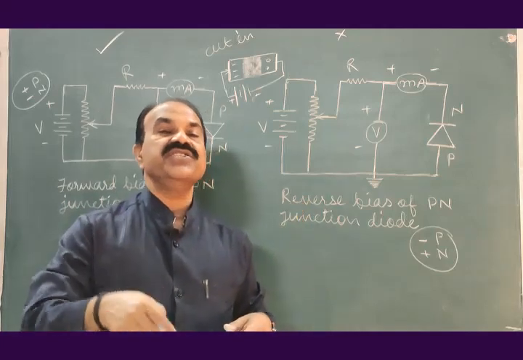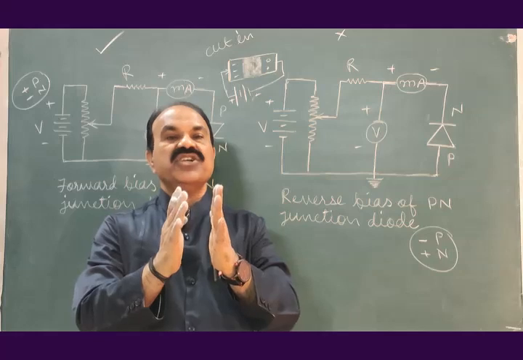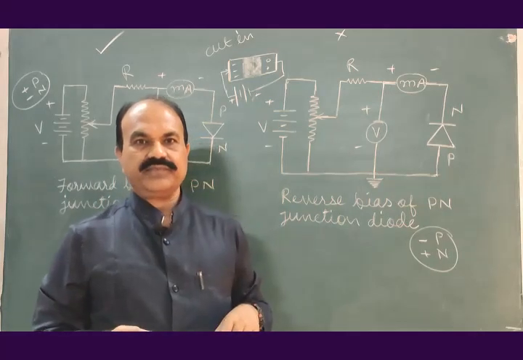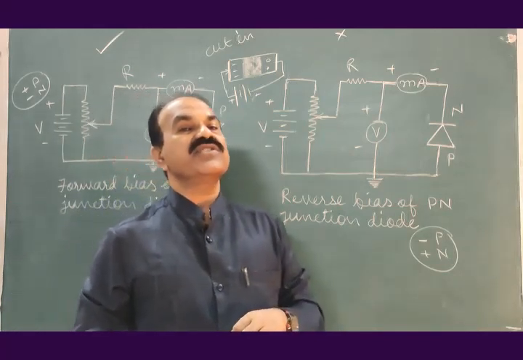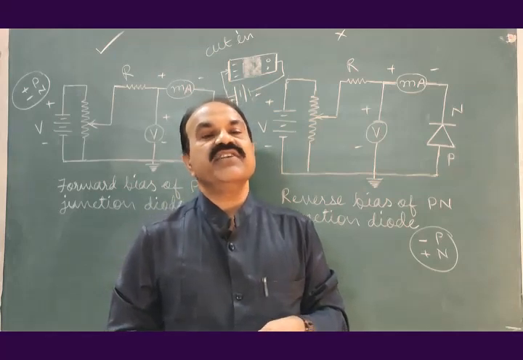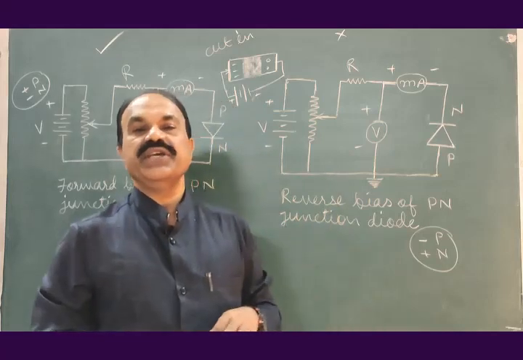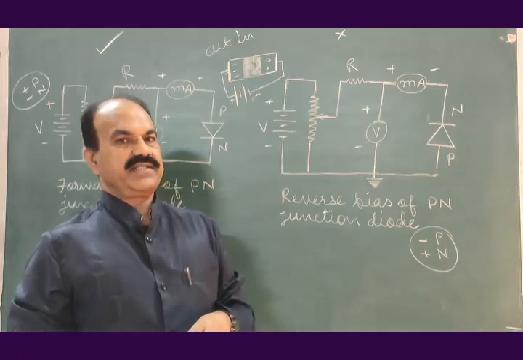As you increase the reverse bias, the width of the depletion region will go on increasing. Therefore, no electron or hole can cross the depletion region, and consequently there is no flow of current through the semiconductor diode when it is in reverse bias.